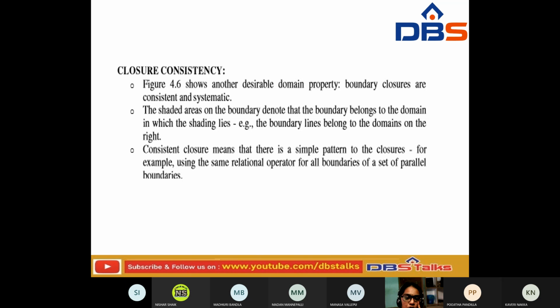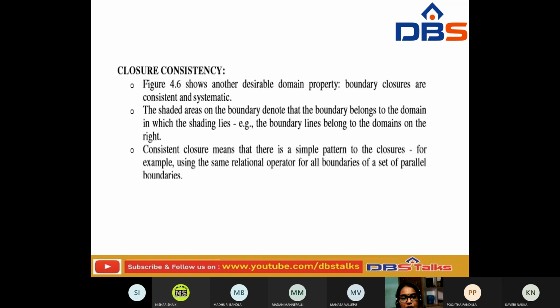See, then what is closure consistency? In the next slide we have some figure. It shows another desirable domain property, that the boundary closures are consistent and systematic. The shaded areas on the boundary denote that the boundary belongs to the domain in which the shading lies. The boundary lines belong to the domains on the right.